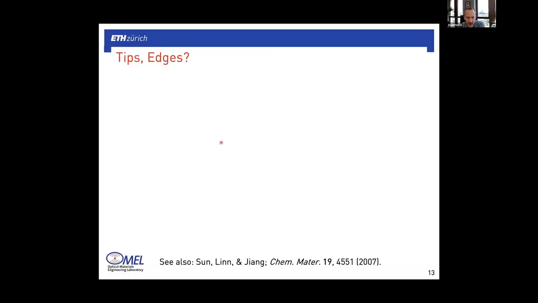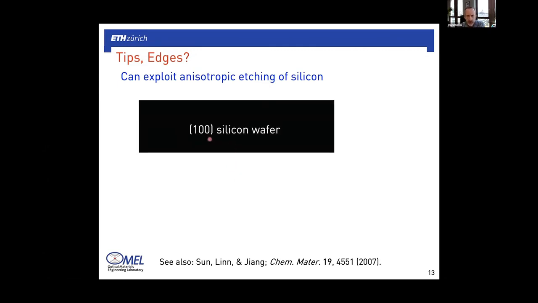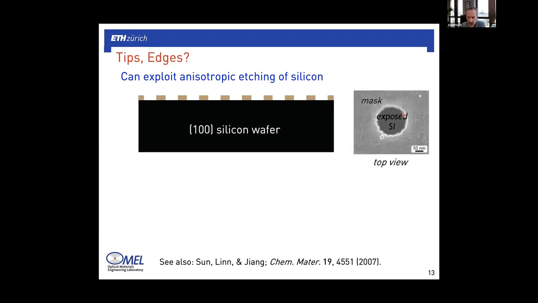And moreover, instead of just making the structure that I just showed, you can really combine this template stripping with other common cleanroom tricks to make sharp tips and edges. So for example, you can use anisotropic etching of silicon, which is a well-known technique. You take a silicon wafer that's oriented in a specific crystalline direction, the 100 direction, and then you mask off a lot of the silicon wafer, meaning you cover it with another material so that you're only exposing the silicon in certain regions. So if I show you kind of a quasi PowerPoint cartoon here, we imagine looking down, we have a mask, and then we've exposed these little circular regions of silicon.